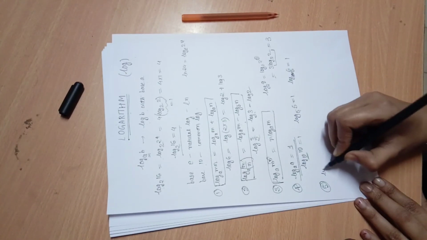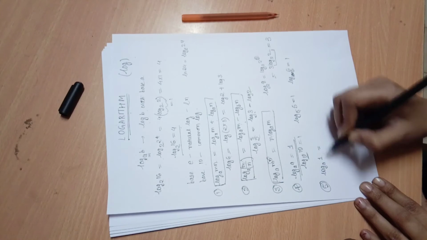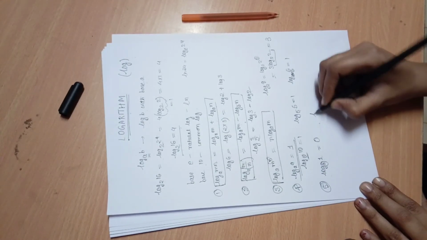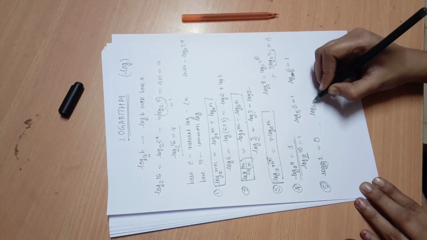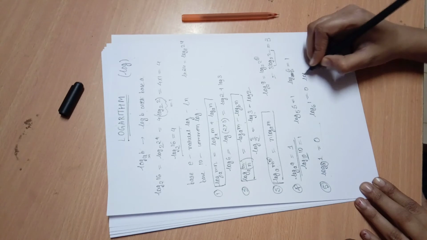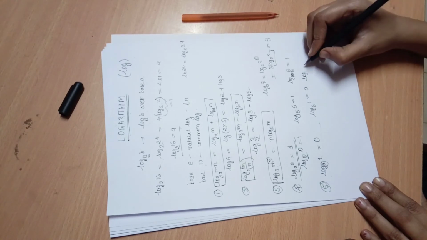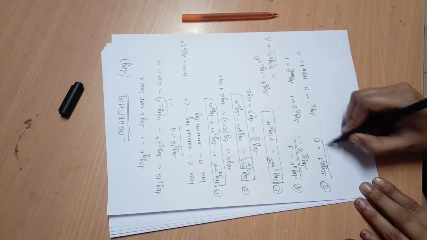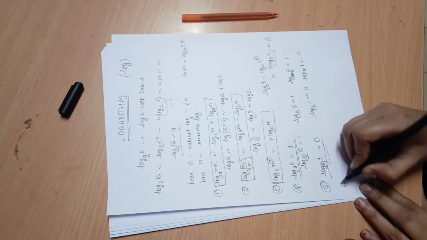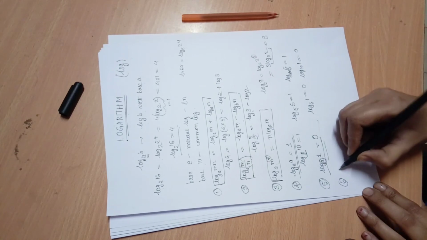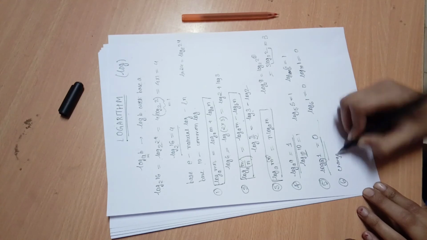Next is log 1. This is always 0, whatever the base is, doesn't matter. Like if I say log 6 and if I write 1, it would be 0. If I write log 10, base is 10, but I am finding out the log of 1, it would be 0. So this is again a very important and easy result to remember, and it would be very, very helpful. Last rule, this is the last rule, okay? Change of bases.